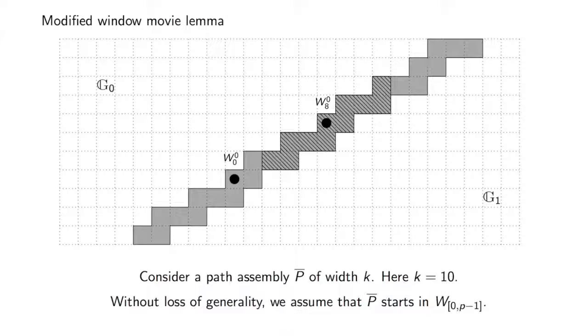We aim to compute how many different movies there exist of a path assembly of width less than k. Then consider a path assembly of width less than k. We can suppose that p starts in between w0 and w8. Then there exist 8 possibilities for the starting point of the path assembly p. Here we suppose that the path assembly p intersects with the window in the hashed segment.